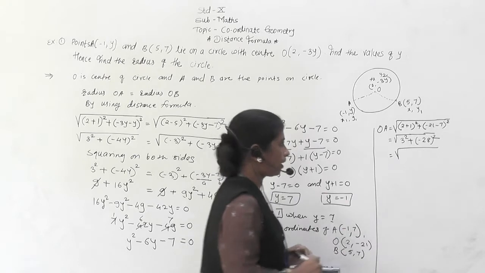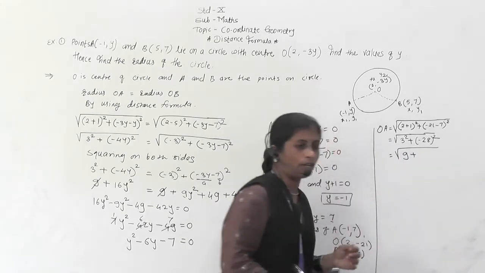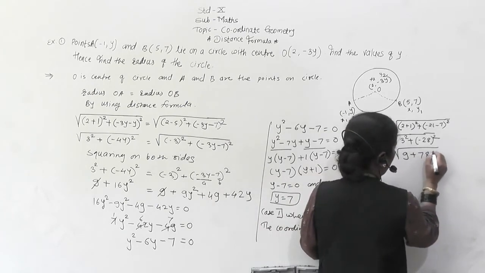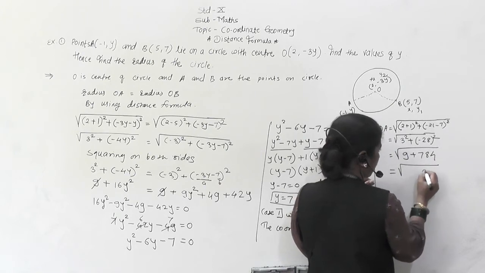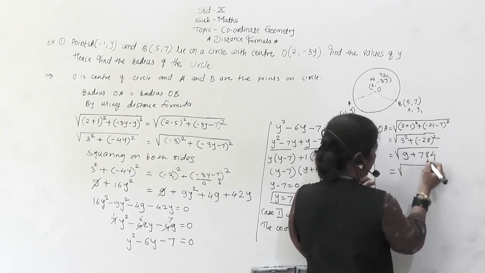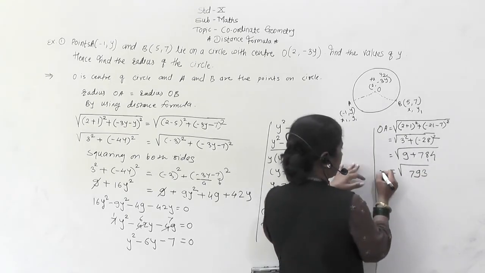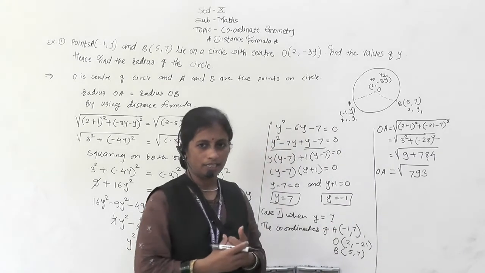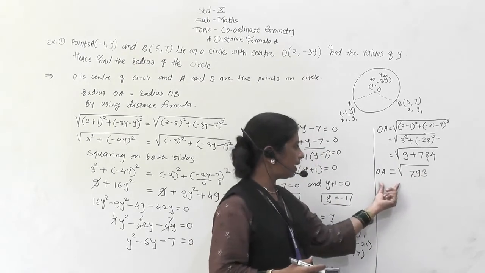Correct? So what is the square of 3? 3 square is 9, and we get the number. What is the square of 28? 28 square is 784. Correct? So here we will add this 9 plus 4, 13. Here you add 8 plus 1, 9. And here 793. Right? So what is the OA? OA is 793. It is the radius. Root 793. This is the radius OA.